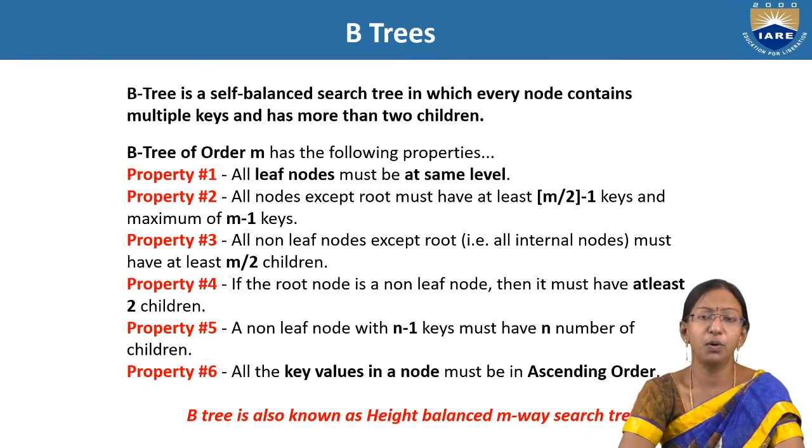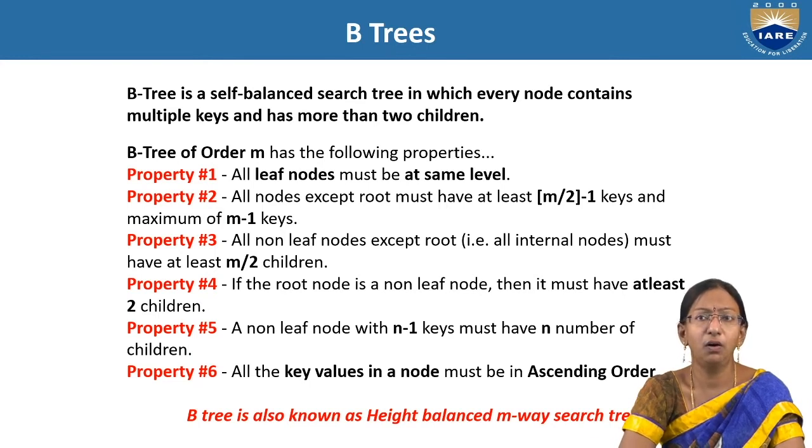The basic property is that all the leaf nodes must be at the same level. And all nodes except the root must have at least m/2 minus 1 keys, and a maximum of m minus 1 keys. This is related to property 1. If property 1 says that all leaf nodes must be at the same level, you should not have any node with empty data in it. Data must be there. That is, the keys must be there.